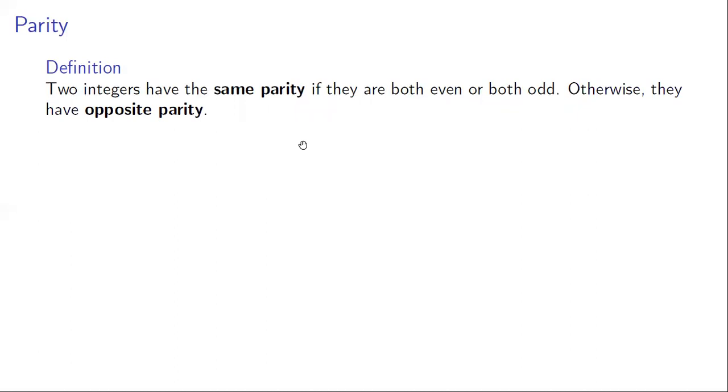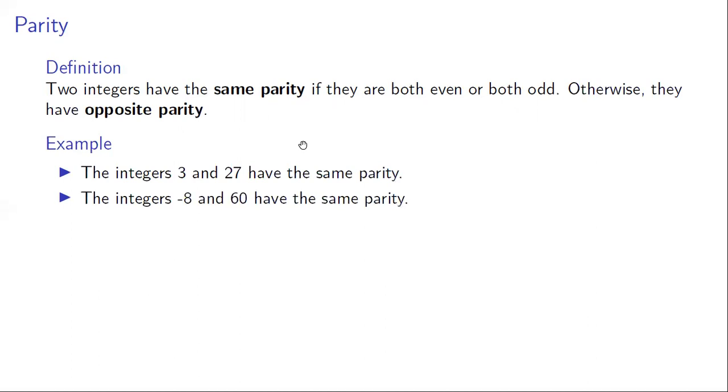So if the first integer is even and the second is odd, or vice versa, then the two numbers are said to have opposite parity. This is a definition that involves integers, because we only talk about odd and even when we're talking about integers. For example, 3 and 27, those are integers. They have the same parity because they're both odd. The integers -8 and 60 have the same parity because they're both even.